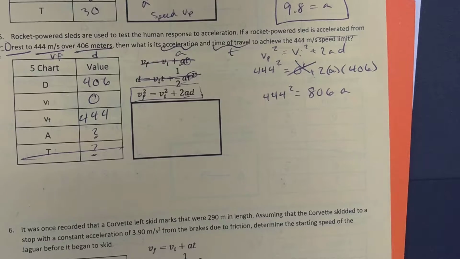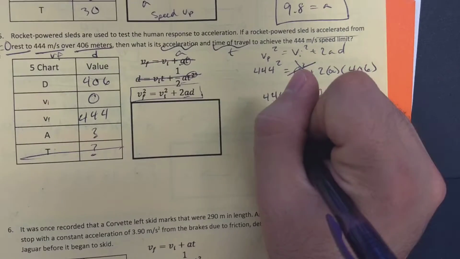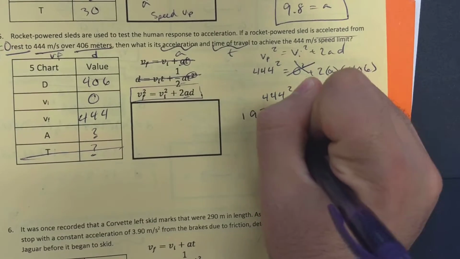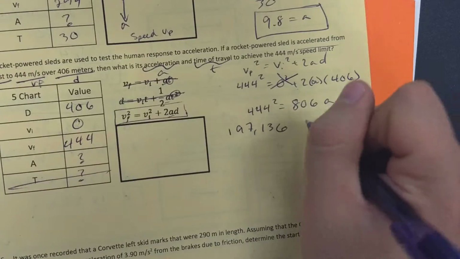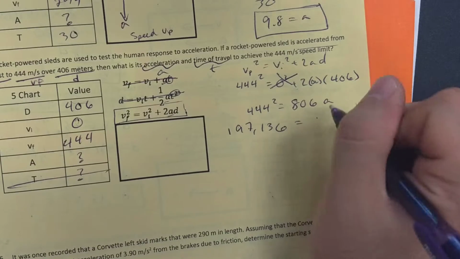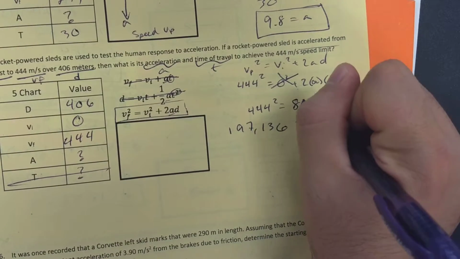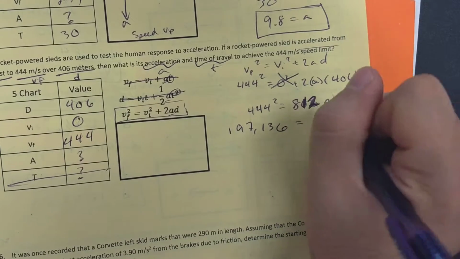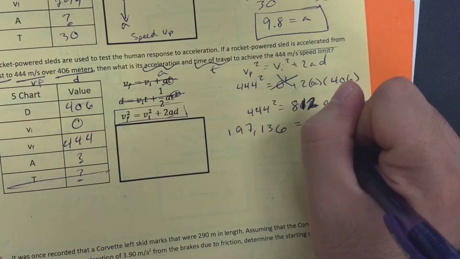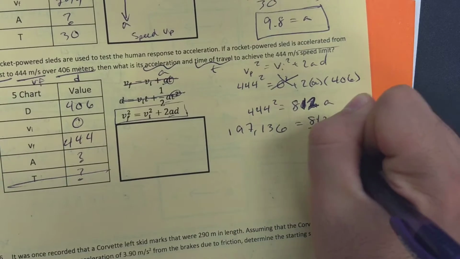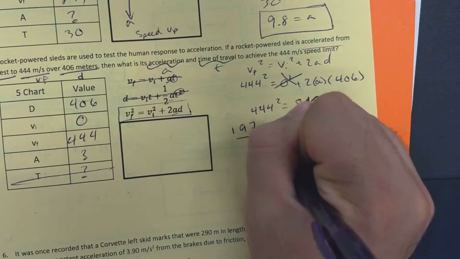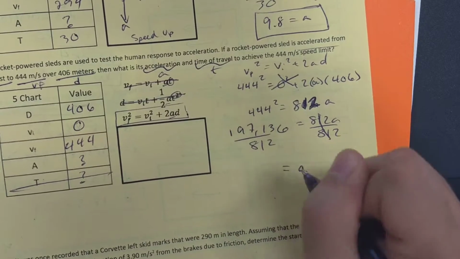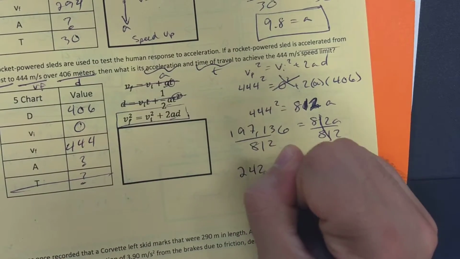So from this, 444 squared is going to be 197,136 equals, ooh, did I say 806? Oof, 812, my mistake. 812. In any case, that'll be 812A divided by 812, and that simplifies to 1. Here, A is going to leave us with 242.8.